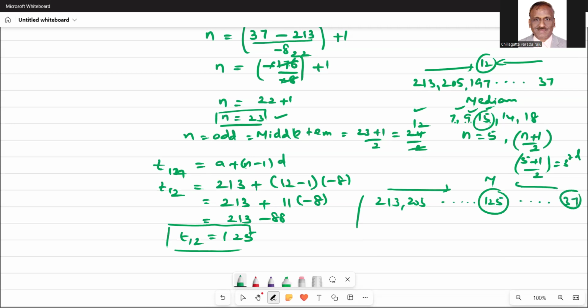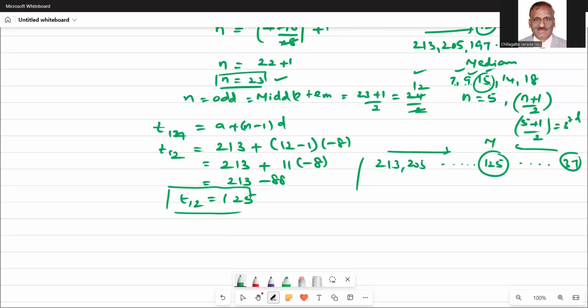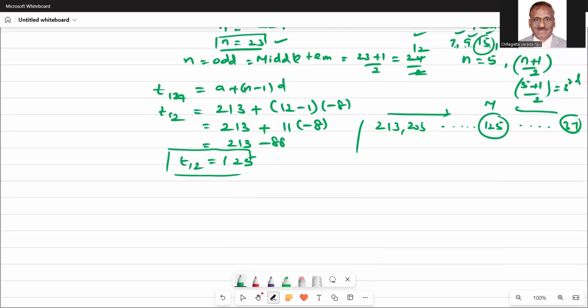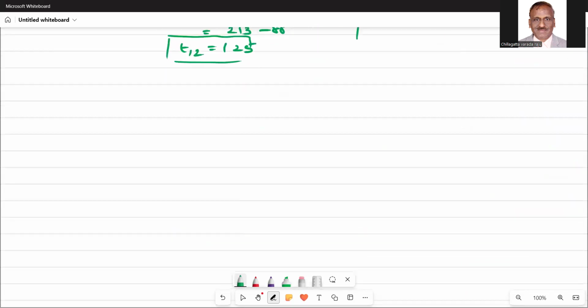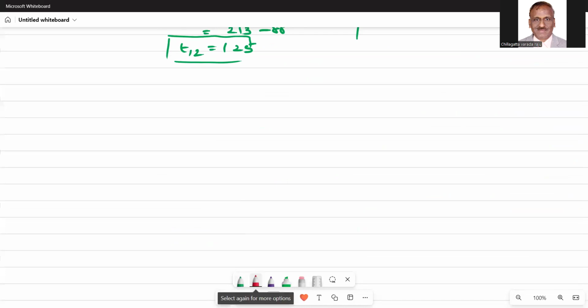So this type of question is not given even in your textbook. This is just a slight application question. Again, the formula used is the same, that is the nth term of an arithmetic progression. It's a very important question. Let me go to the third question.